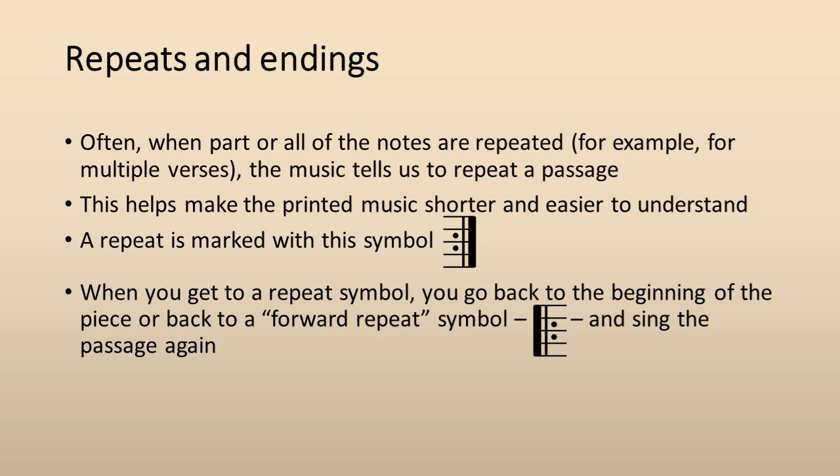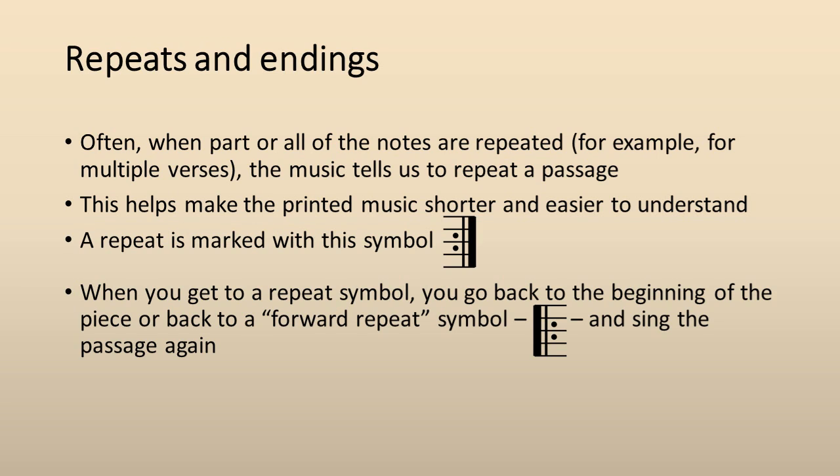Often, when you have multiple verses, or even when you don't, some of the music is repeated. There's a special symbol with a heavy line and a light line with 2 dots beside them that indicates that you're supposed to go back and sing a passage again. There's another symbol, which is exactly the same thing except reversed, that is called a forward repeat symbol. When you first run into one of these forward repeat symbols, you ignore it, or rather you make a mental note of where it is in the score, but just keep singing.